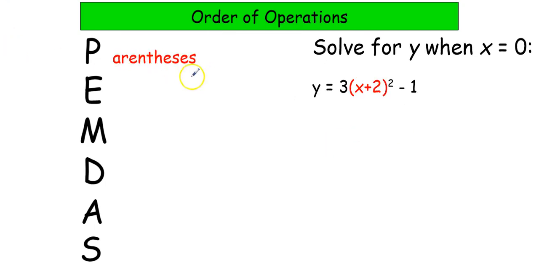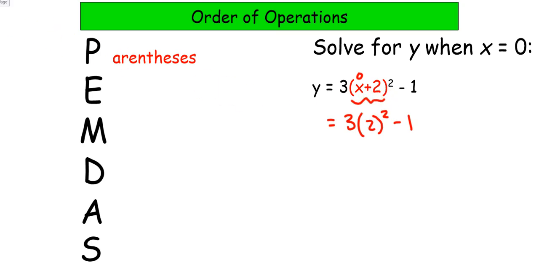The first thing that we do is always operate within the parentheses. So we're going to operate within those parentheses. I take my 0 and plug that in, and my equation all of a sudden becomes 3 times (0 plus 2) squared, which simplifies to 3 times 2 squared. I've still got my exponent up here, minus 1. Okay, so always operate within the parentheses first.